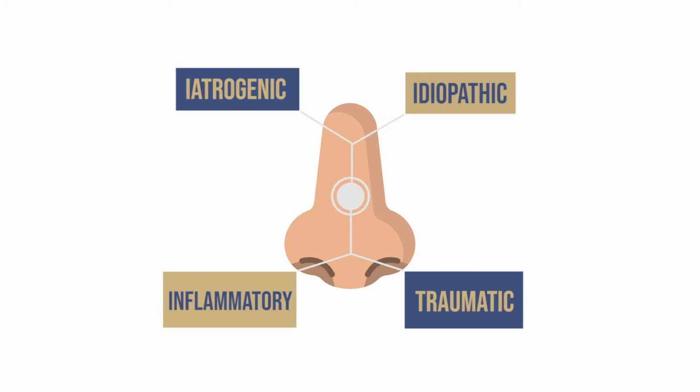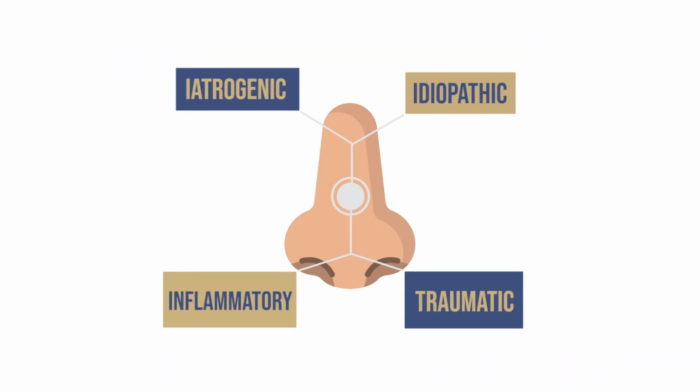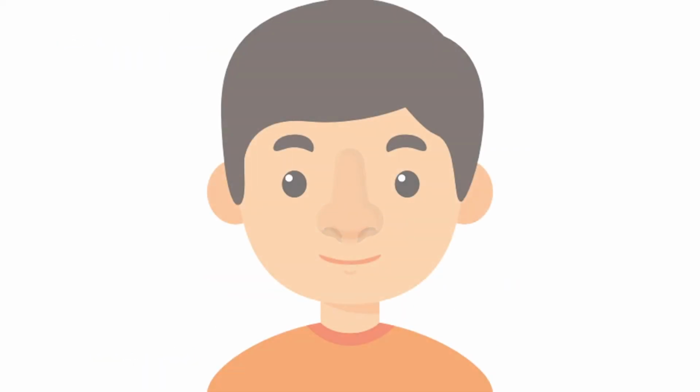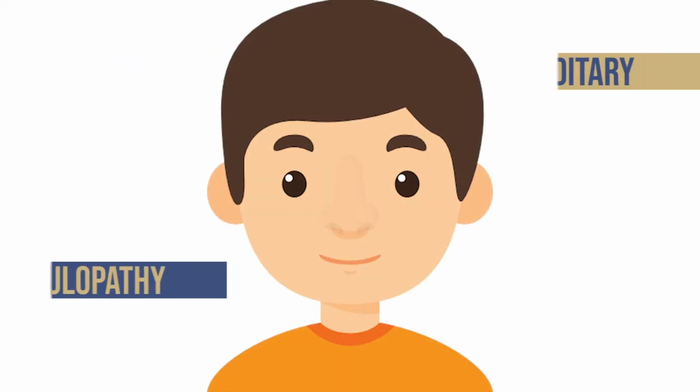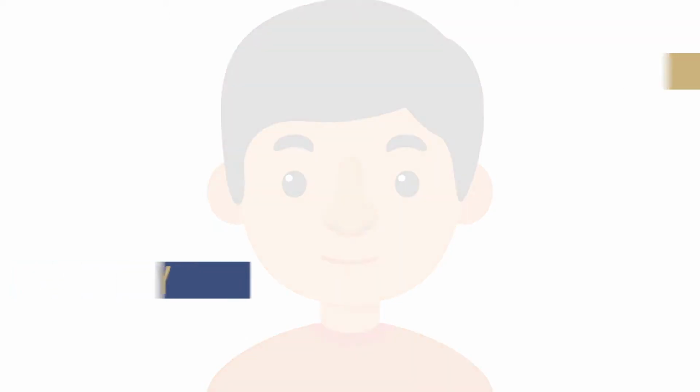Causes can be classified as local or systemic. Local causes are iatrogenic, such as nasal sprays or surgery, inflammatory, for example rhinosinusitis, or traumatic. However, idiopathic causes make up the vast majority at 85%. Less obvious are the systemic causes, such as hereditary hemorrhagic telangiectasia or coagulopathies and platelet disorders.